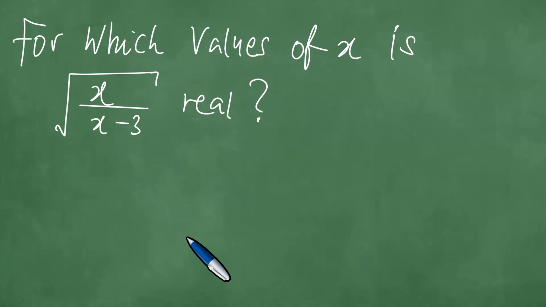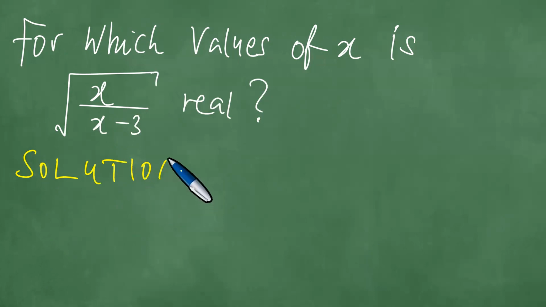What do we do here, anyone? We're looking for the solution to this one. We need to take off the square root. We need to somehow imagine the square root taken off. Good. Any other suggestion? Anyone?